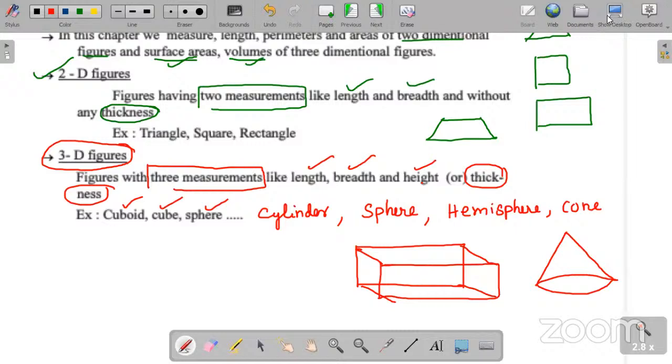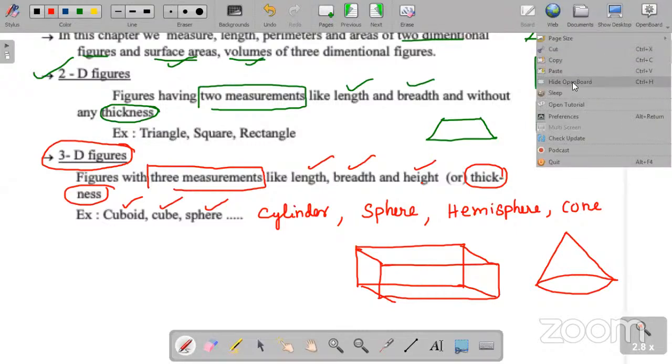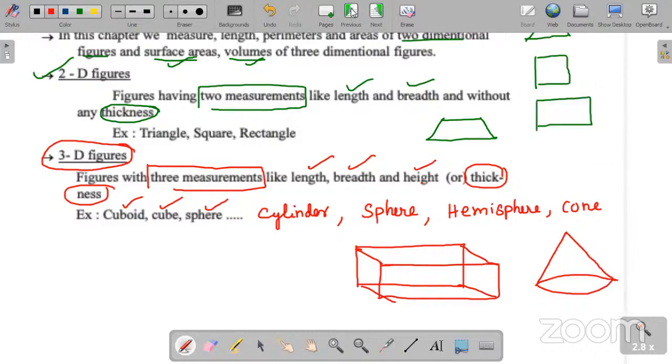Okay? You got it? Yes or no? You need to chart. Yes or no? Okay? Let us move to the next concept.